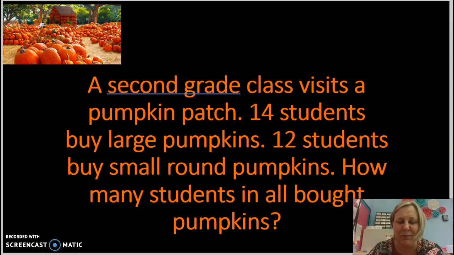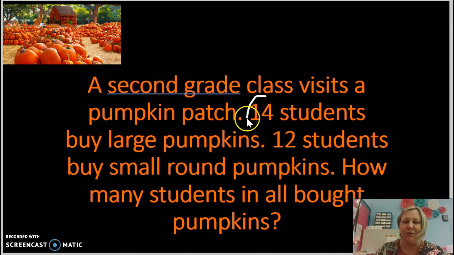Okay, here's my word problem. First, I have to read through it. A second grade class visits a pumpkin patch. 14 students buy large pumpkins, 12 students buy small pumpkins. How many students in all bought pumpkins? What's my first step to solving the word problem? Remember, there's 5 steps to solving word problems. The first step is to, you guys got it, circle the numbers.